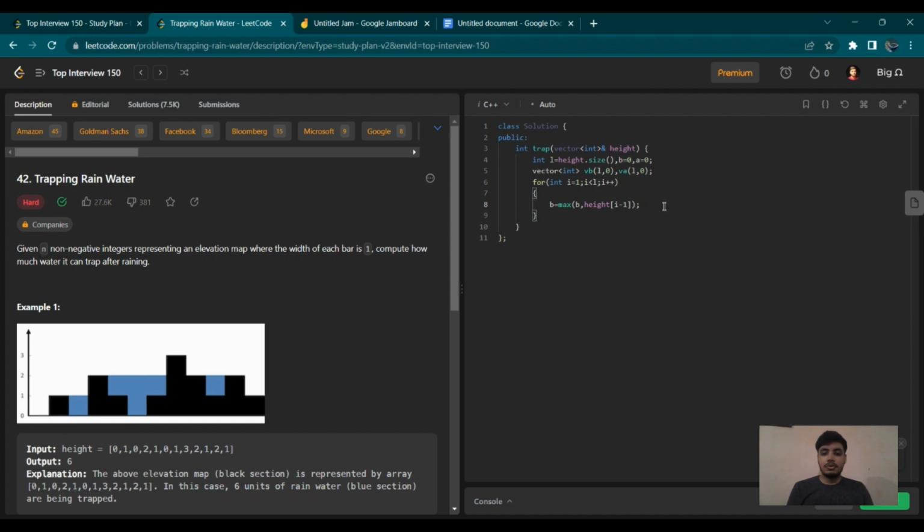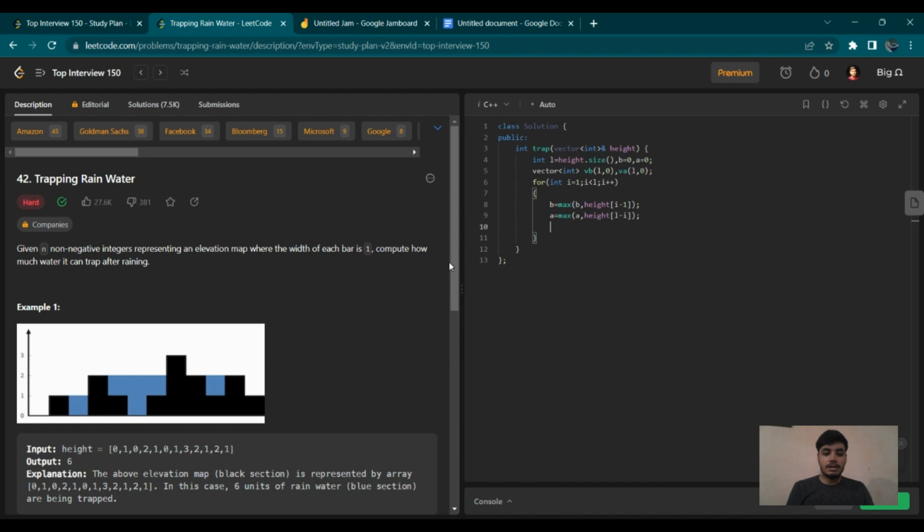Now again, we are going to do it for the last one in the same loop. So we are going to do a equals max of a comma height, let's say l minus i. So it is going to give us the last index simply. So we leave it as it is.